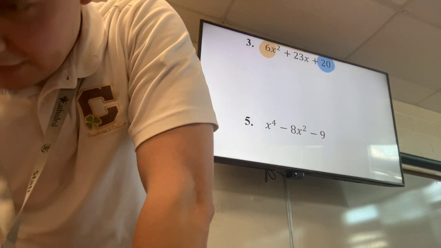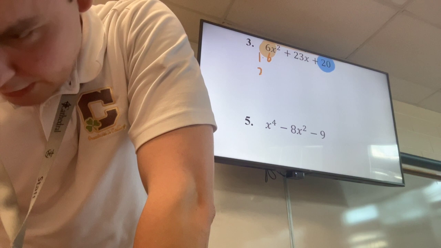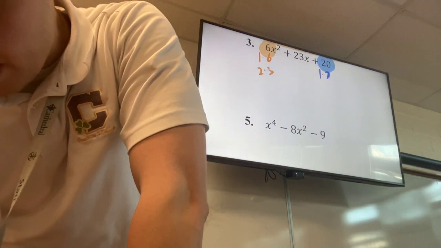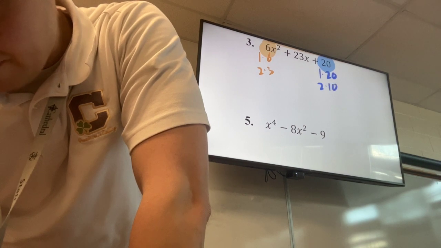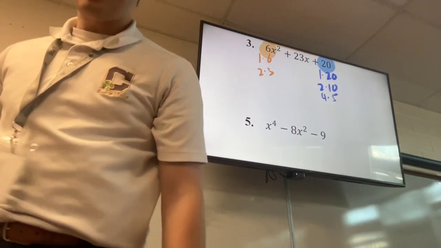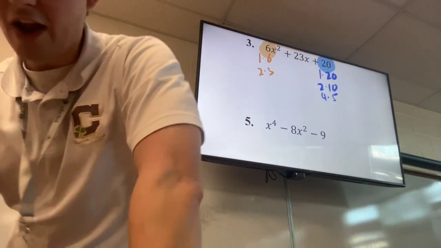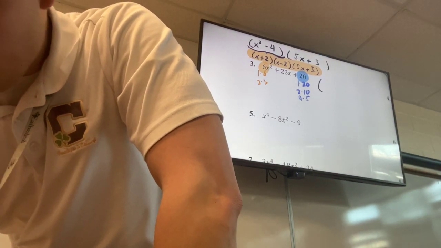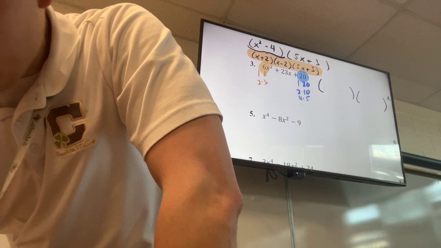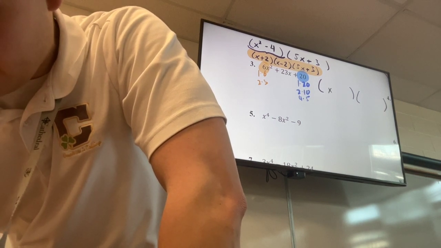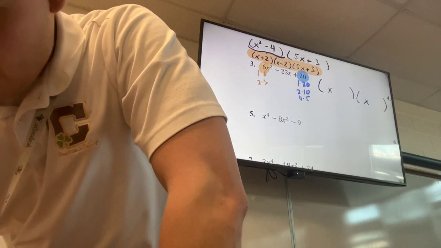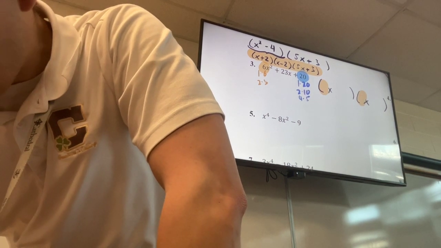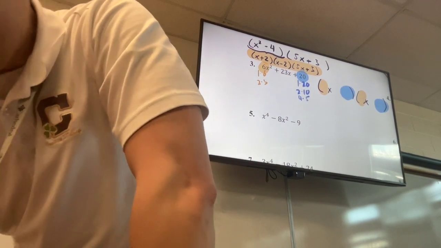All right, all the factors of 6. 1 times 6, 2 times 3. Let's write down all the factors of the blue number. 1 times 20, 2 times 10, 4 times 5. All right, let's set up our parentheses. It's just 2 short pairs of parentheses. There's an X, right? We're going to put 2 orange numbers at the front of those pairs of parentheses. We're going to put 2 blue numbers in the back.